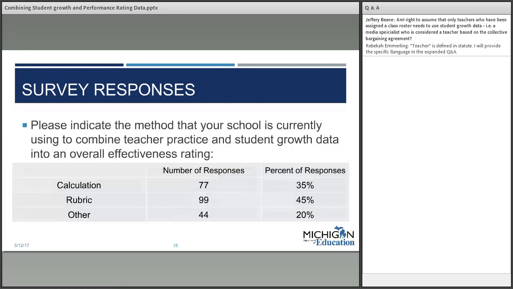And I would also say that, going through the responses, there were many who indicated calculation that also indicated that a rubric was part of their decision-making and determination process. They said, okay, we'll use a rubric and then we use a calculation. So within the narrative of the responses, there was some mixing of methods that were described.